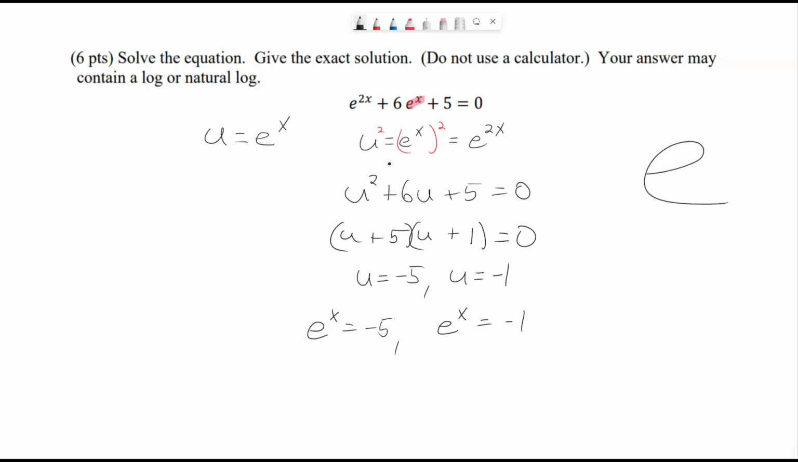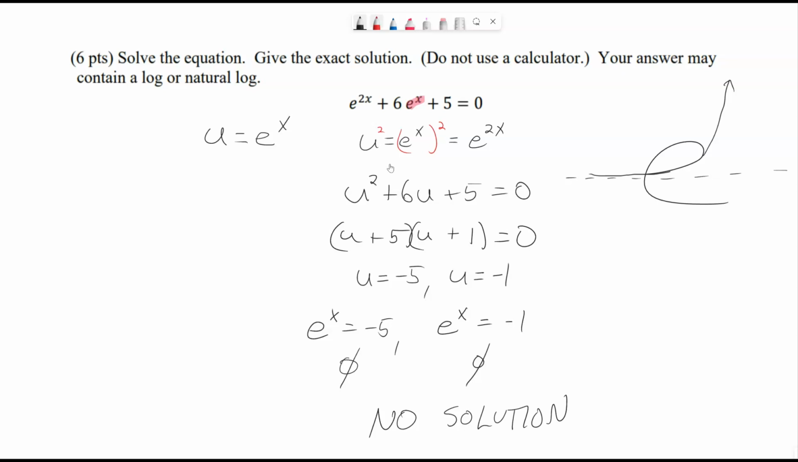Reminder of what the e function looks like. The exponential stays above 0. It's never negative. So e to the x cannot equal -5. e to the x cannot equal -1. We end up with no solution.